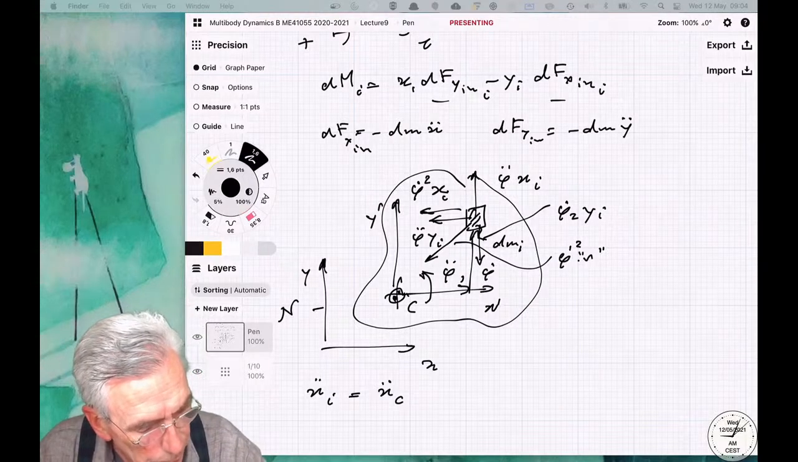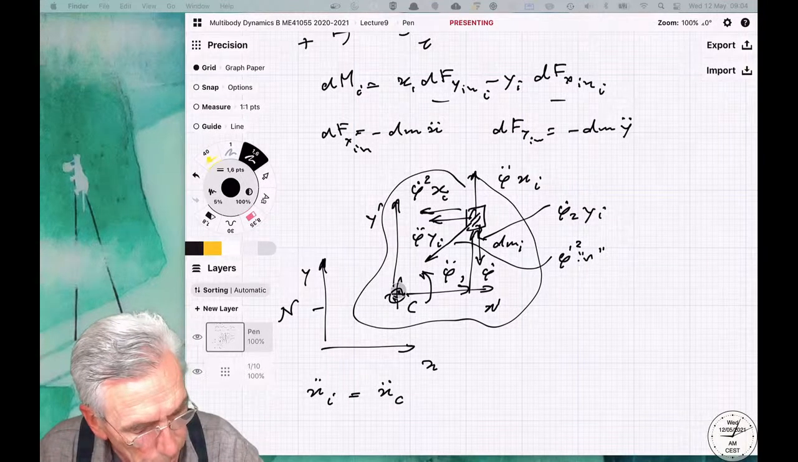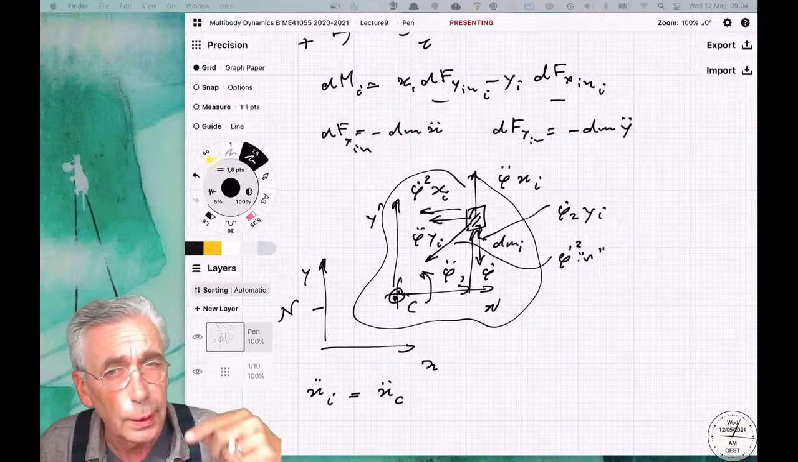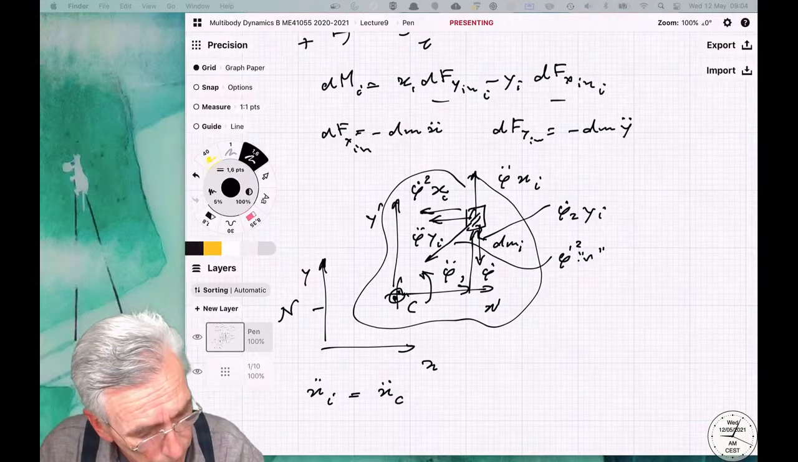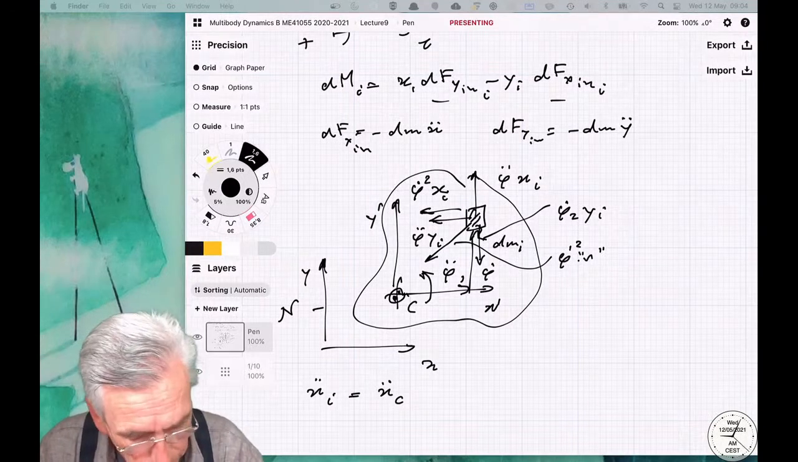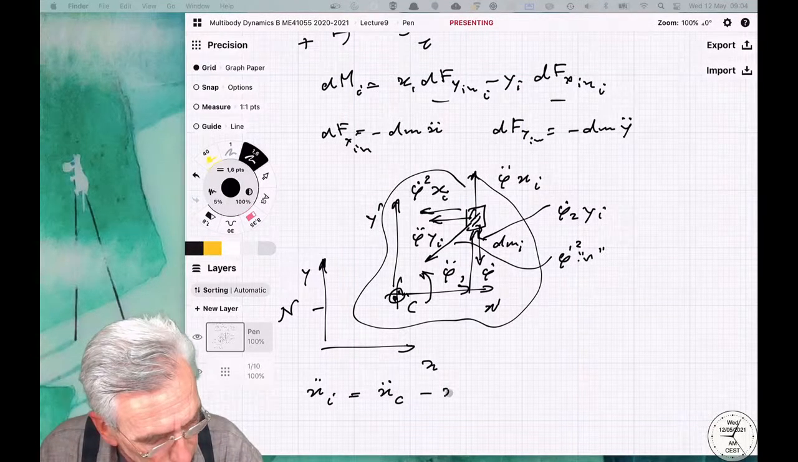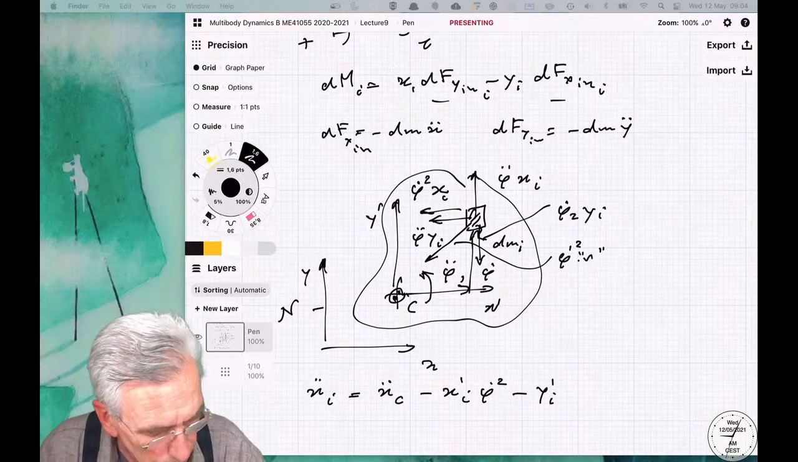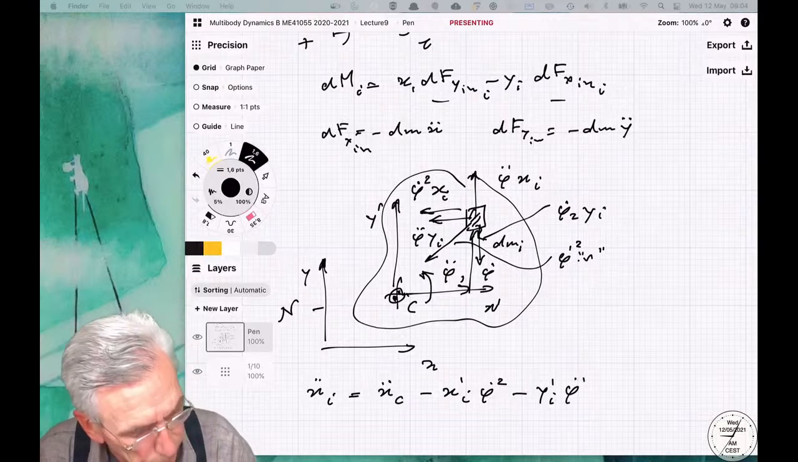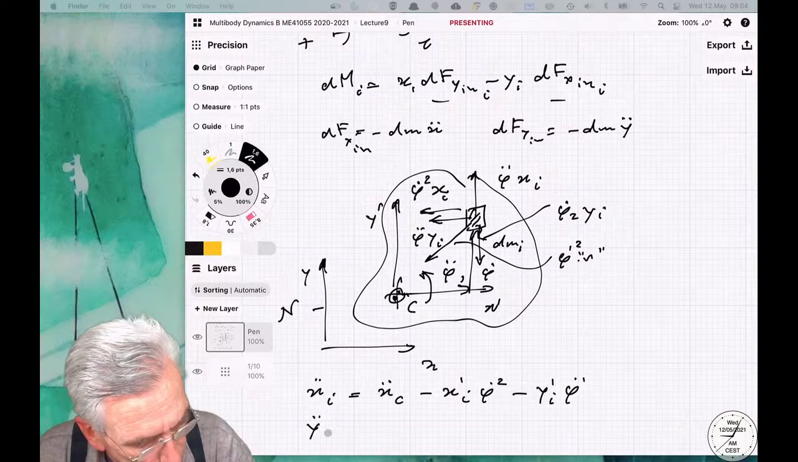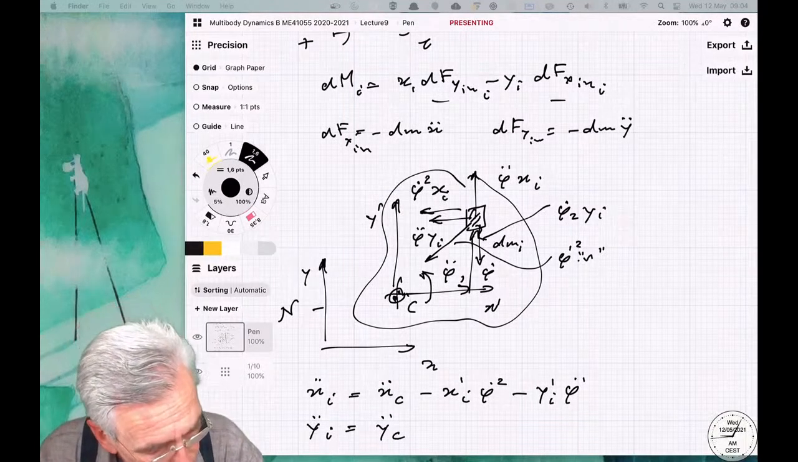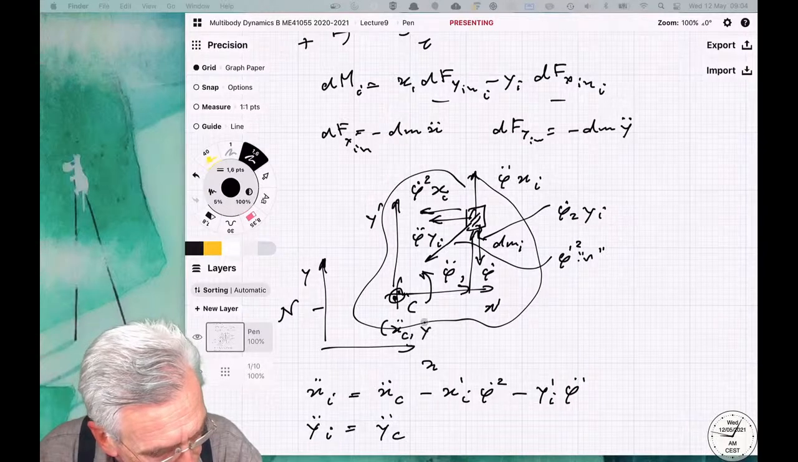Anyway, in the x direction now we have to sum up everything. So it's the acceleration of the base plus the acceleration due to the rotational speed and the angular acceleration. And in the x direction it's both negative, so it's minus x_i times phi dot squared and minus y_i times phi double dot. And in the y direction we have the acceleration of the base. So apparently there's an acceleration here going on.